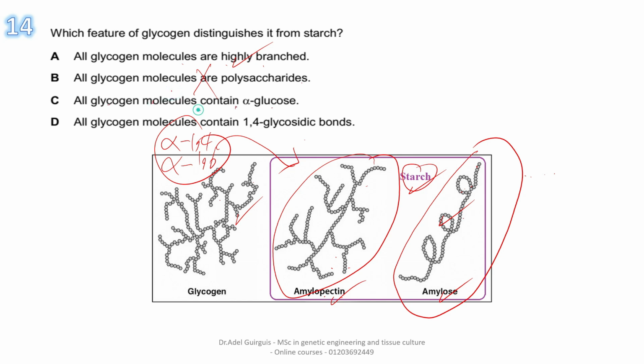All glycogen molecules contain alpha glucose, also starch contains alpha glucose. All glycogen molecules contain 1,4, also starch contains alpha 1,4 glycosidic bonds. So the answer is A.